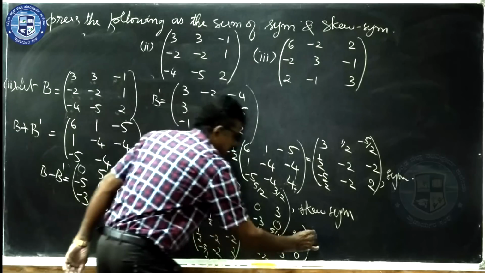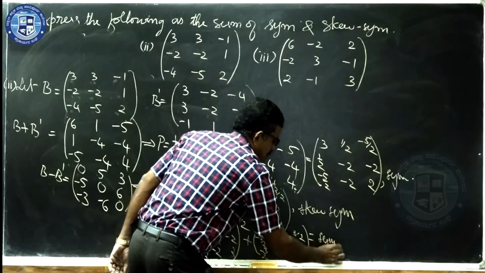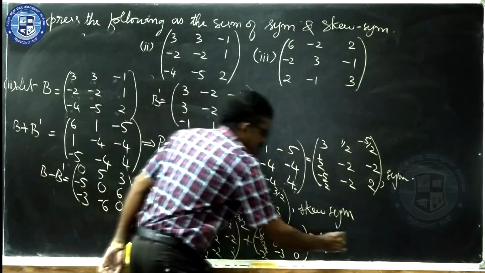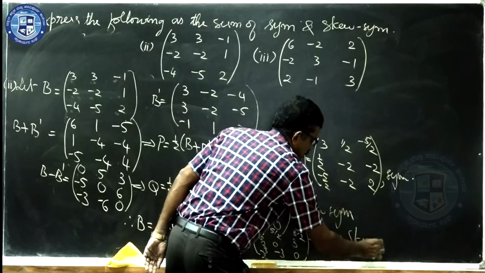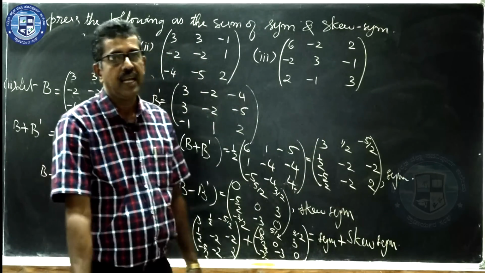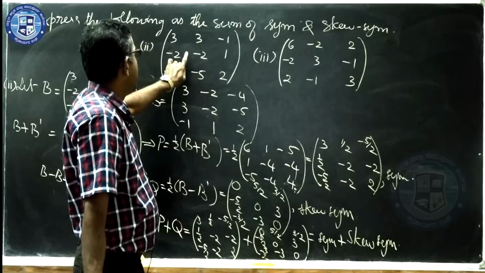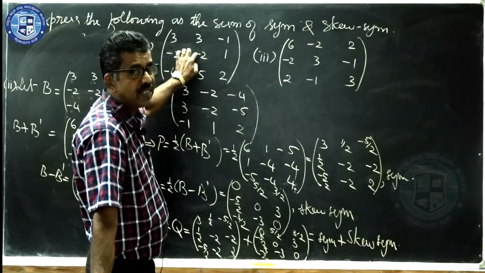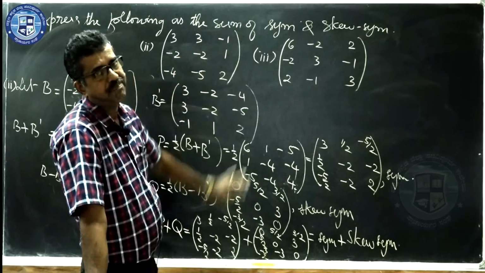Clearly, the first is symmetric and the second matrix is skew symmetric. So, this is what has to be written here in order to prove that a given matrix can be expressed as a sum of a symmetric and skew symmetric matrix.